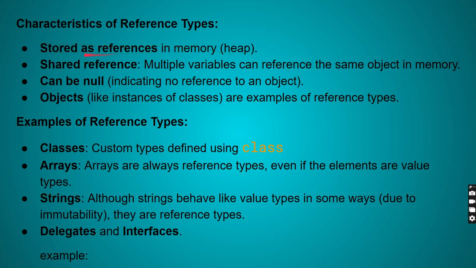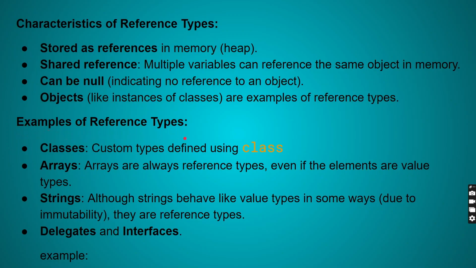Characteristics of reference types: stored as a reference in memory, heap memory. Shared references: multiple variables can reference the same object in memory. Can be null, indicating no reference to an object. Objects, like instances of classes, are examples of reference types.